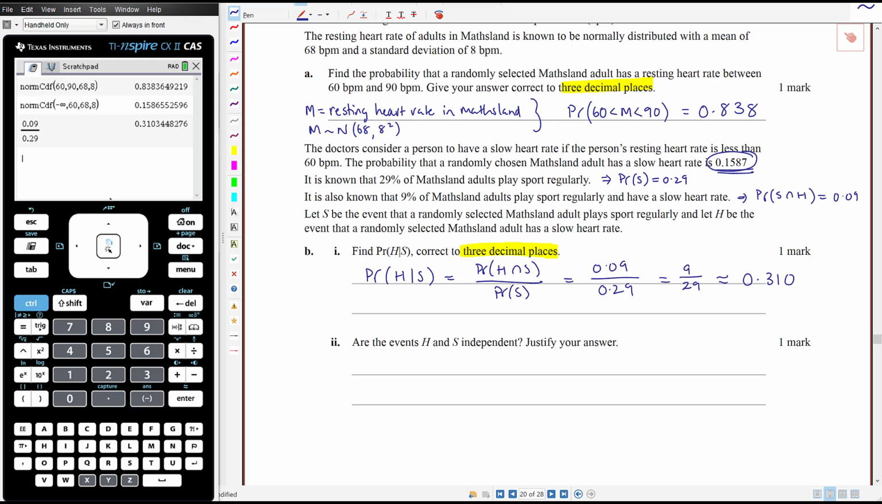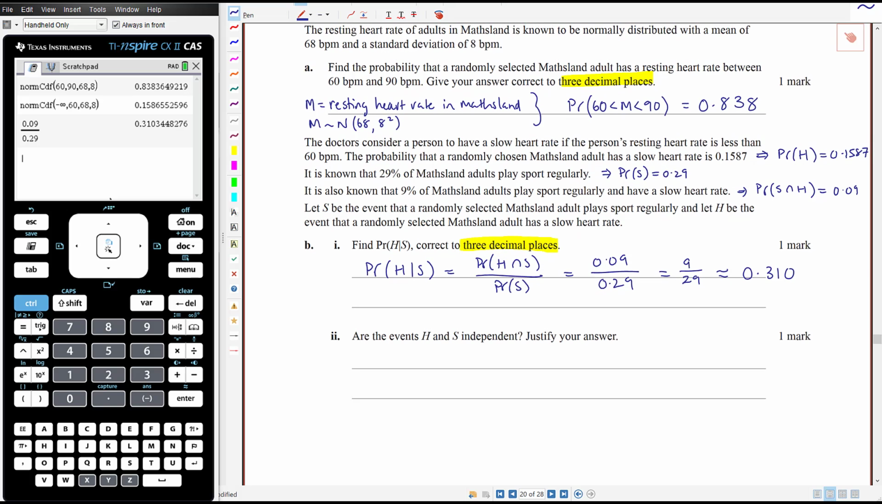Or is the probability of H intersection S equal to the probability of H times the probability of S? Now, this probability up here, that's the probability of H, 0.1587. And so that is not the same as the probability of H given S, and so therefore they are not independent.